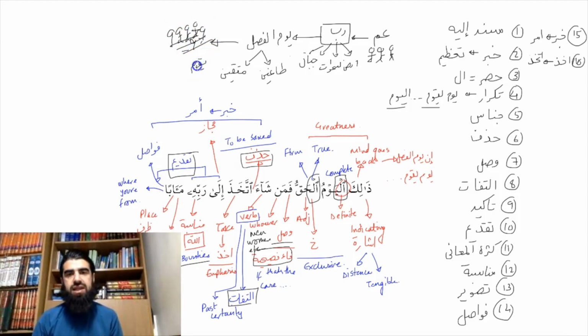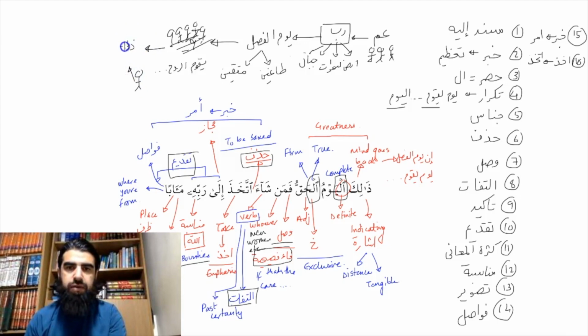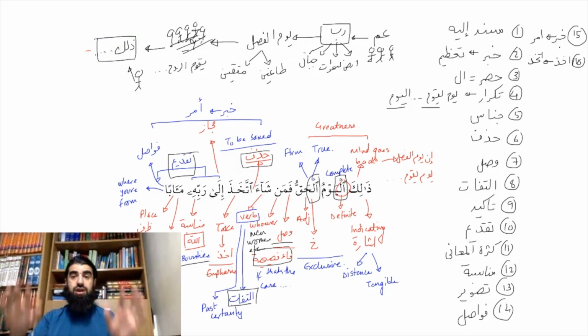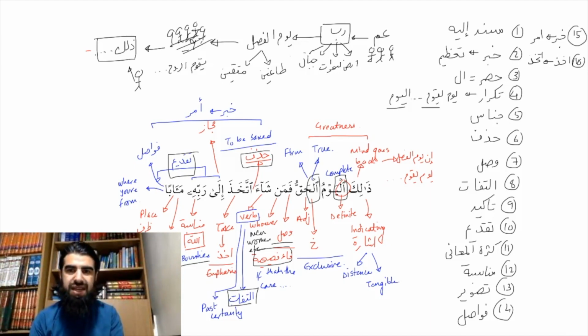Then you have the next part, which is Dhalika al-yawm al-haq. Now this is powerful because Allah then says, what does he say? He says, man sha'a, after mentioning dhalika al-yawm al-haq. It's like the whole of the surah is being brought down to one climax. What's that climactic point? That's this. Man sha'a ittakhadha ila rabbihi ma'aban.